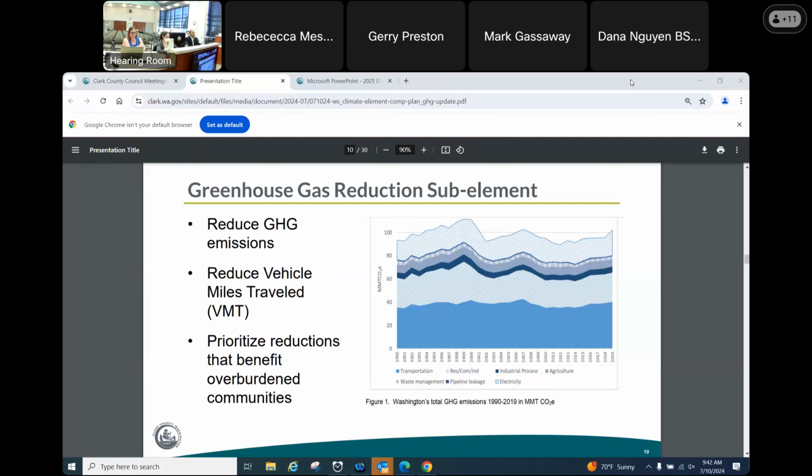When we get to the point in the process where we'll have goals and policies to bring to you for consideration, that proposal will also need to include targets of where the county is striving to be with reducing greenhouse gases and vehicle miles traveled.